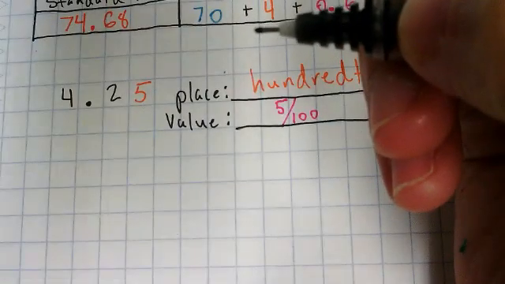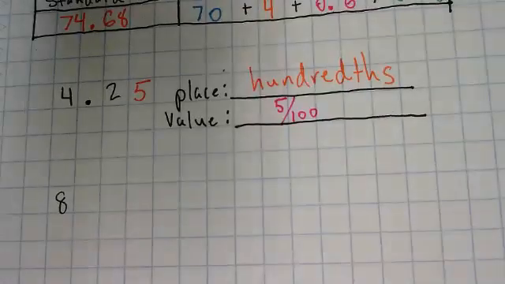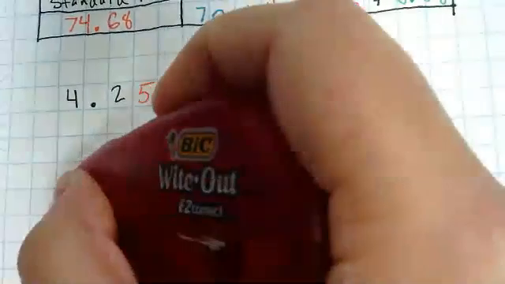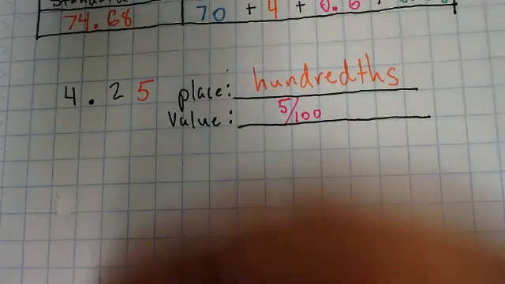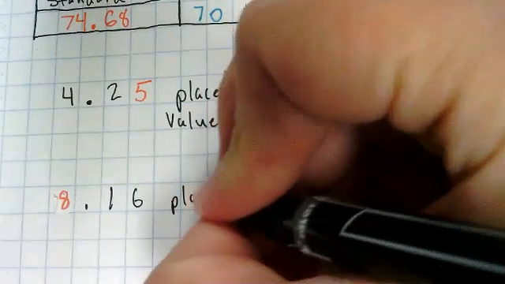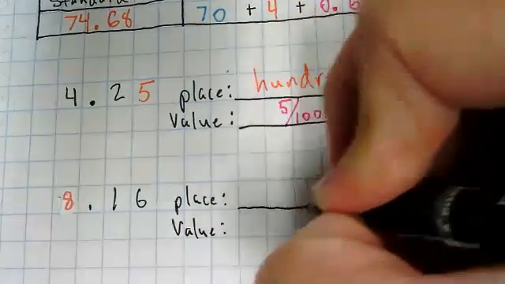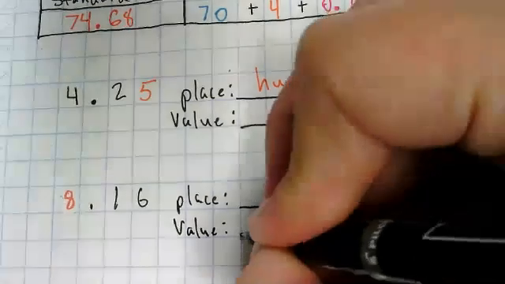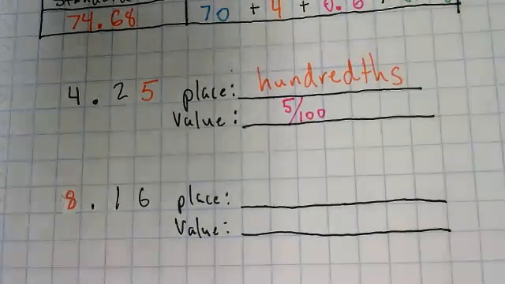Let's see here. Let's do 8. Nope, already messed that one up because the 8 is supposed to be a different color. So let's try that again. Got my trusty white out. 8. There we go. 0.16. We're going to have our place and our value. And once again, I did not leave myself very much room to draw my fraction, but that's okay because I'm going to make it work.